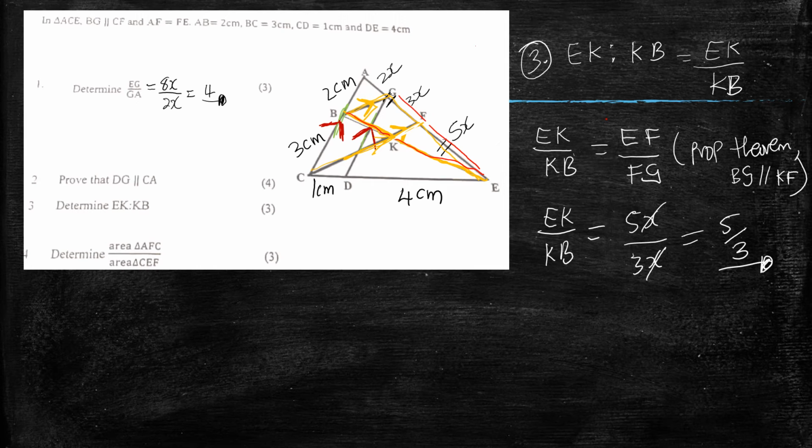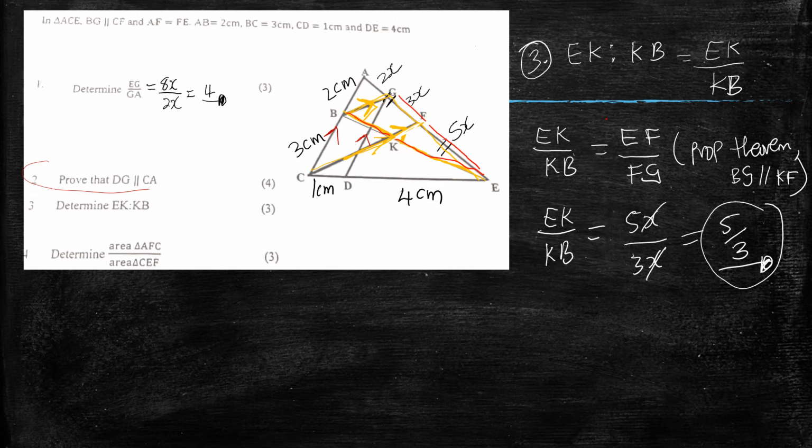Okay, so after getting that it's 5 over 3, I just go back in the diagram and fill it. So we're going to just fill our diagram. Don't forget, we've just proven in number 2 that DG, let me just put it here, maybe, is parallel to what? Is parallel to CA. So yeah, now we get the ratio of this one.